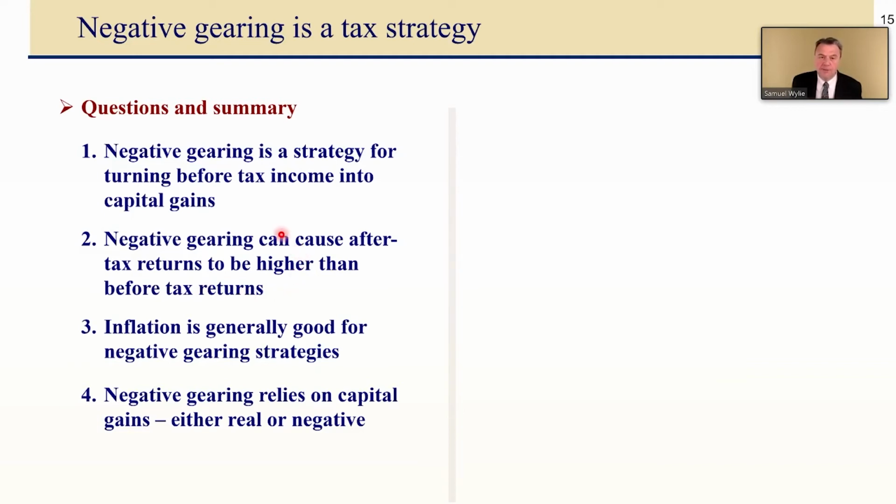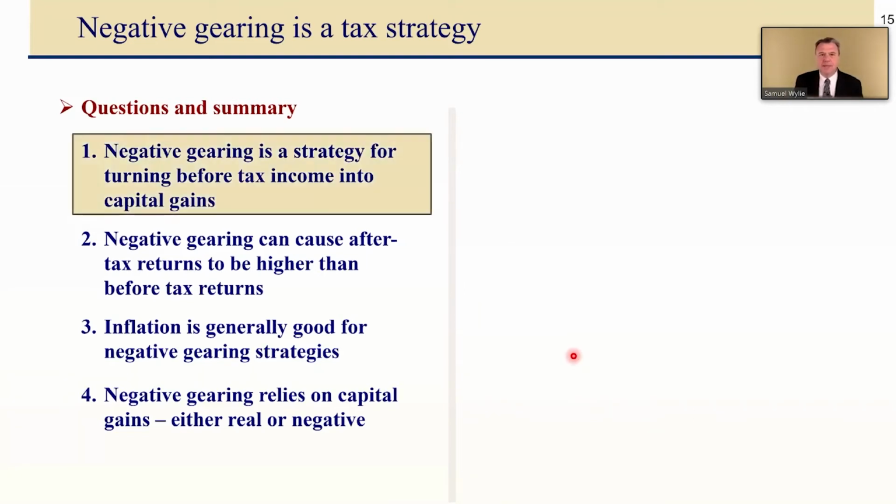Now, that sounds wrong, that after-tax returns would be higher rather than lower than before-tax returns. It sounds like I've got that the wrong way around and it's a typo, but it's not wrong. And it's what people don't understand about negative gearing. It's what we're about to bring out in our example. Inflation is generally good for negative gearing strategies, and we'll bring that out as well. Negative gearing relies on capital gains, either real or nominal. And that, of course, is why my example, I said I wasn't going to talk about strategy, and now I am, is a house in a leafy suburb, because negative gearing is all about capital gains, ultimately.